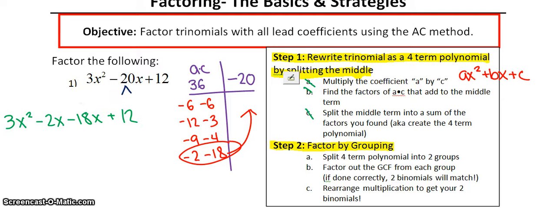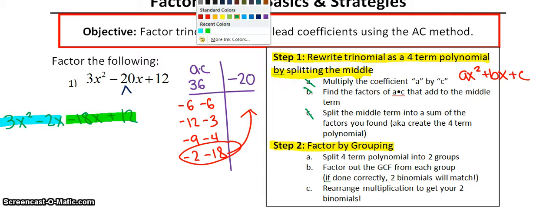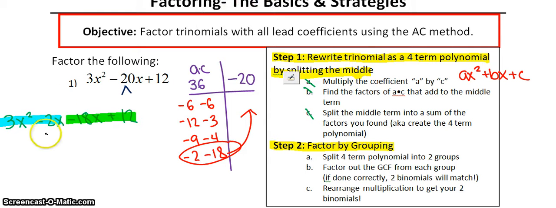Now that we have an even amount of terms, we can group this polynomial into 2 different groups. So here's group 1, here's group 2. Now, it doesn't matter the order of the negative 2x and the negative 18x; it should work even if you switch them around. So factor by grouping, what you're basically going to do is factor each group.